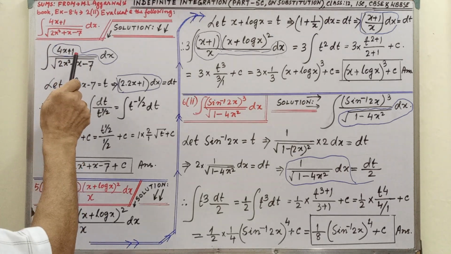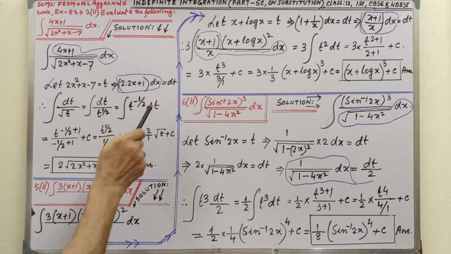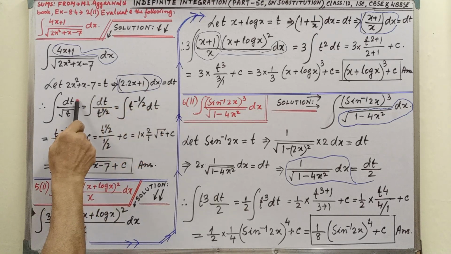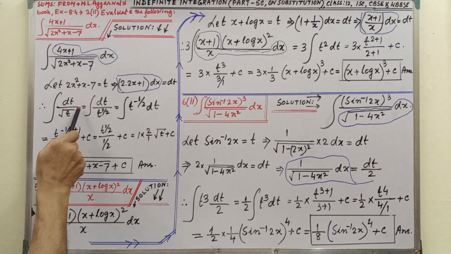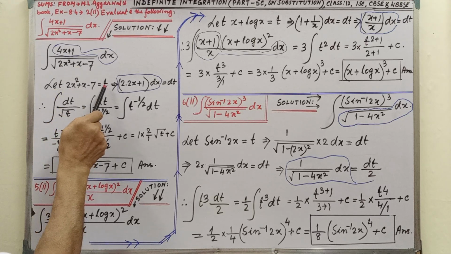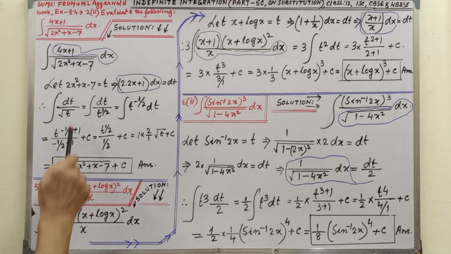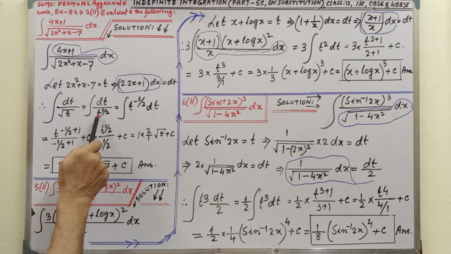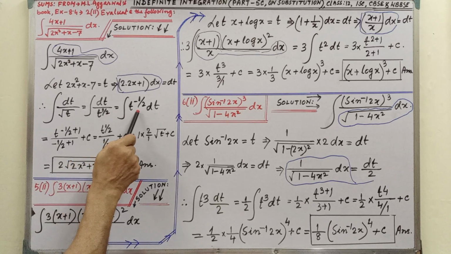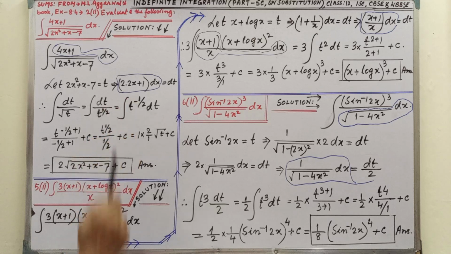Now we have to substitute, that is 4x plus 1 dx. Here in place of this we may write dt, and root over 2x square plus x minus 7, in place of this we may write t. So integration dt by root over t. Root, that is we may write t to the power half, and this is in the denominator. When it will come in the numerator, then the power will be changed. If it is plus, then it will be minus.